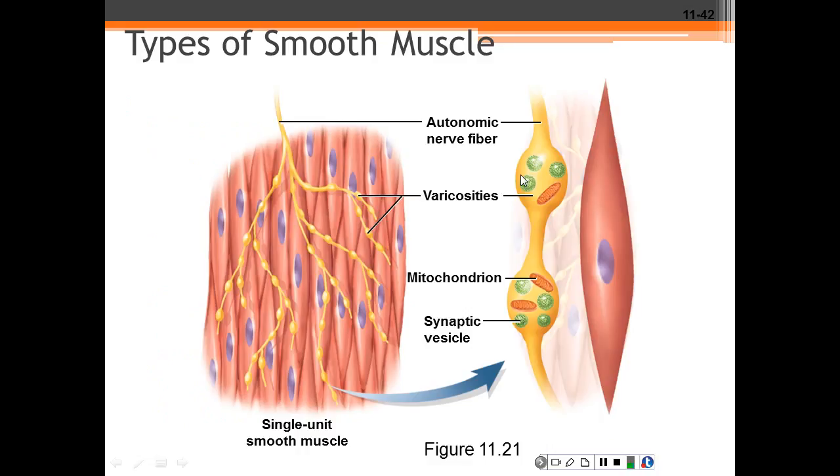So here we have our varicosities, which I was trying to pronounce. Here's our autonomic nerve fiber. And here's the multiple mitochondria that you find within it, and the synaptic vesicles that are going to hold your neurotransmitters. Okay.